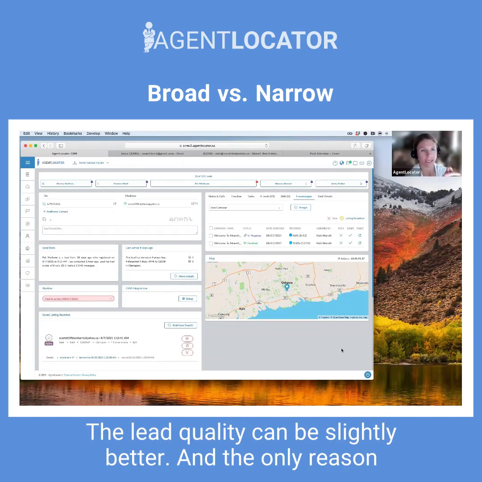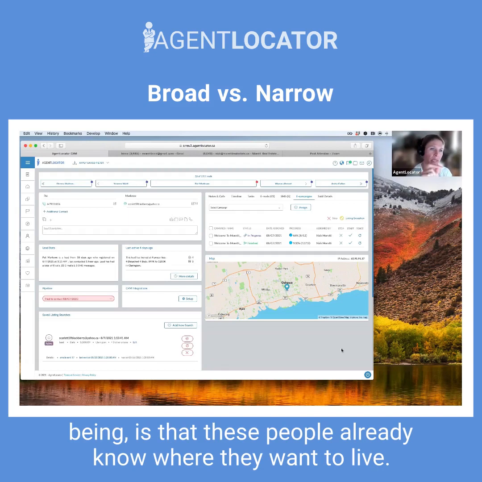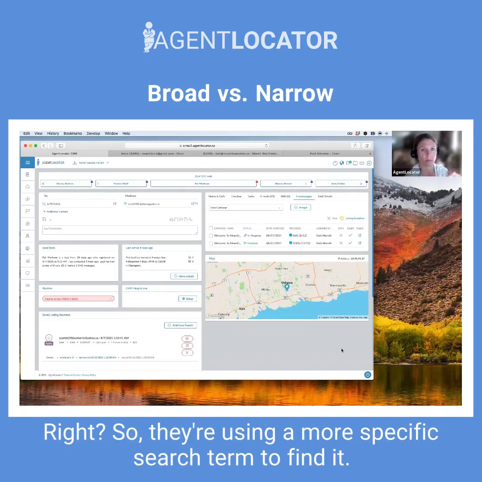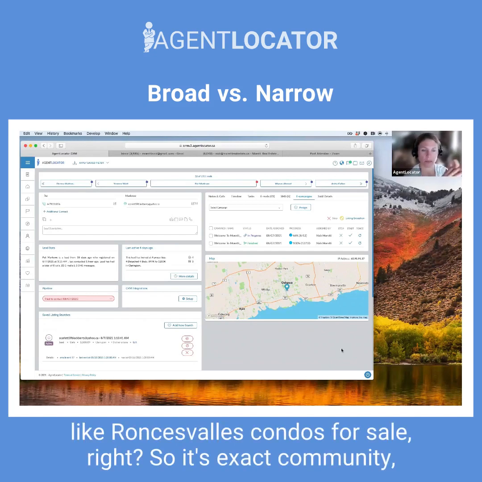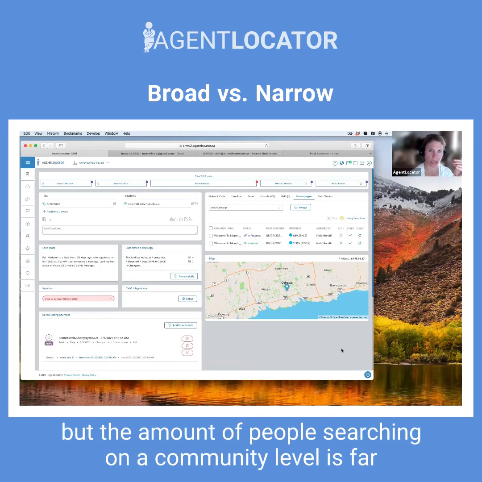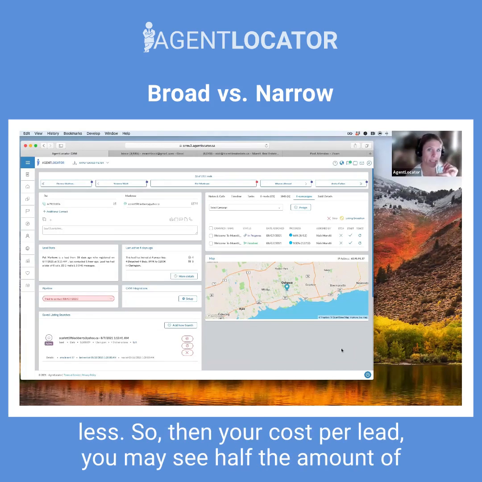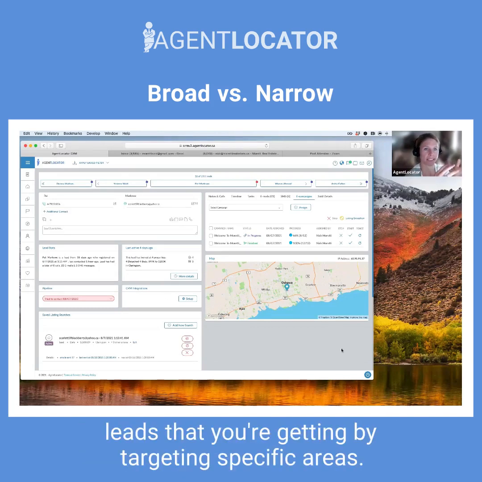The lead quality can be slightly better, and the only reason is that these people already know where they want to live. So they're using a more specific search term to find it. Instead of just Toronto condos for sale, they could be searching Roncesvalles condos for sale. So it's an exact community, but the amount of people searching on a community level is far less. So you may see half the amount of leads that you're getting by targeting specific areas.